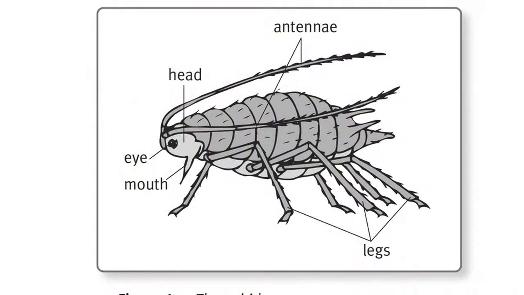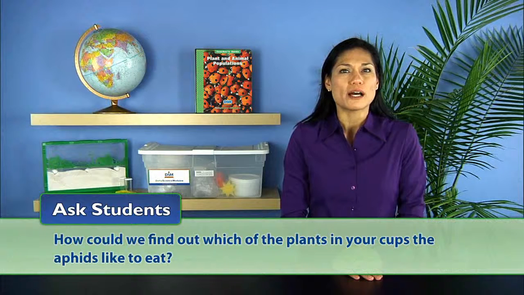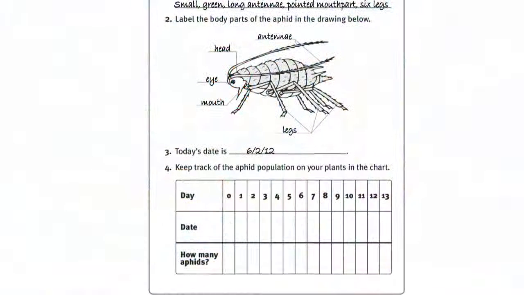Point out their mouth parts and explain that they insert their needle-like mouths into the leaves and stems and suck out the plant juices. Ask students, how could we find out which of the plants in your cups the aphids like to eat? If students do not think of it, suggest they move the aphids to the other plants and observe what happens.